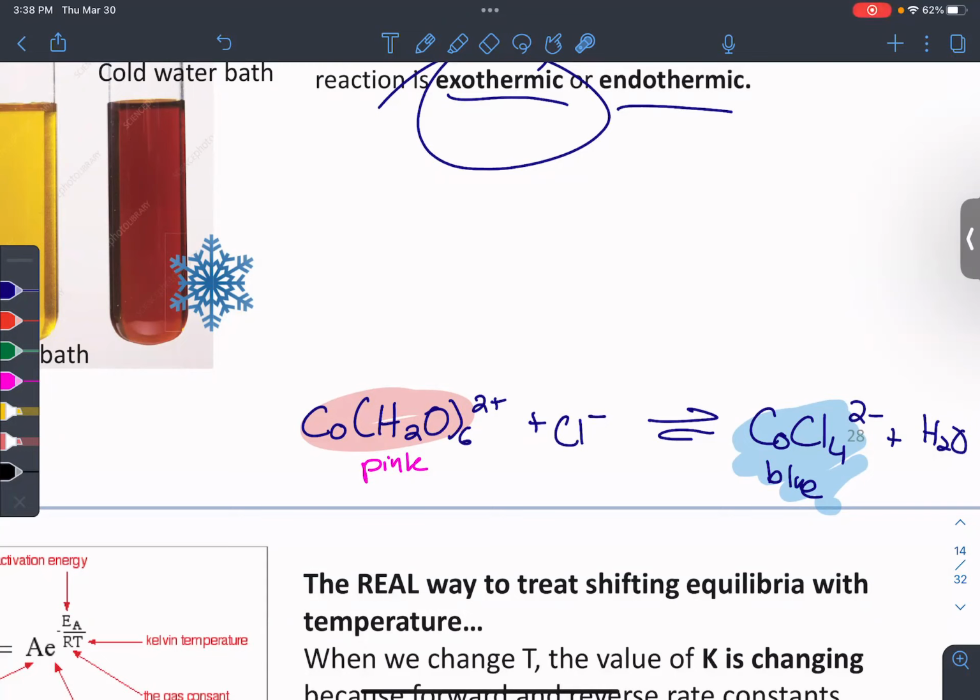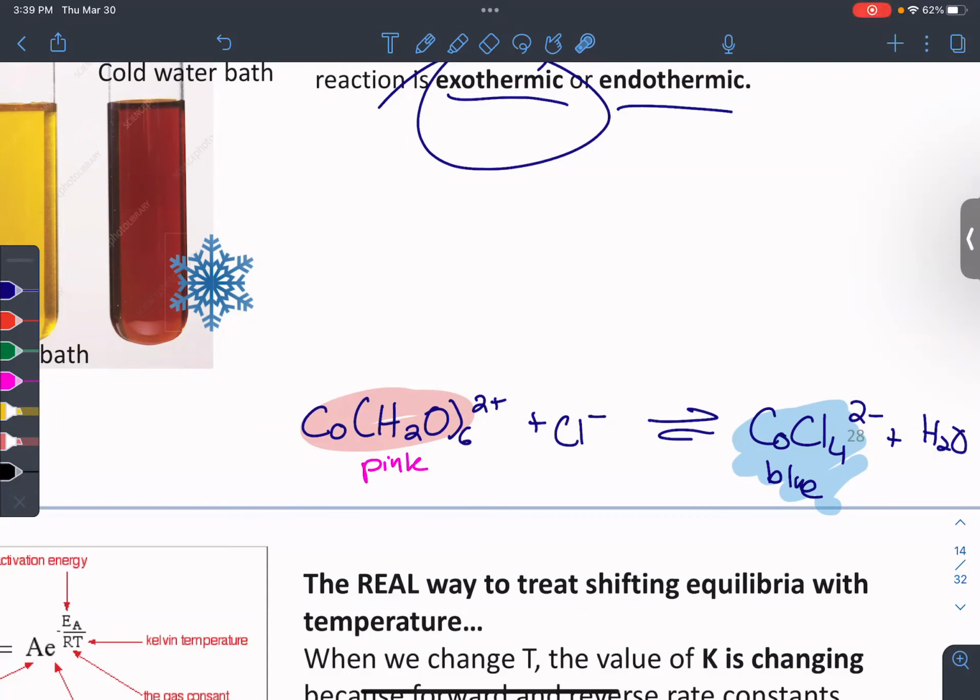So what I'm going to do is disrupt the equilibrium. The first test tube, I'm going to add concentrated HCl. Based upon that balanced reaction, if I add HCl, what am I adding to the equilibrium? A reactant. So which way should the reaction go? Forward. So the test tube should become what color? Blue. Yes, because I'm making more product.